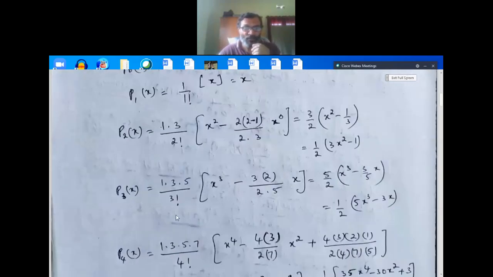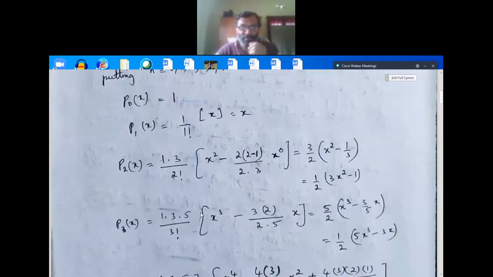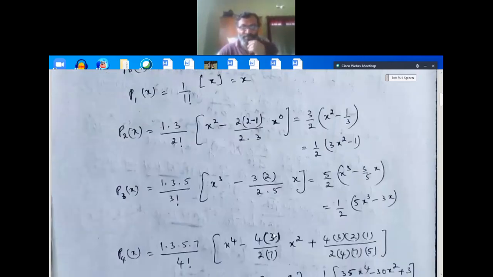1 into 3 into 5 divided by 3 factorial, from the formula above I explained, x cubed minus 3 into 2 divided by 2 into 5 into x. Now here what happens is 3 gets cancelled. So 5 by 2 I removed outside. 3 factorial means 3 cancels, 3 into 2 into 1, so 2 will be there. So 5 by 2, x cubed minus, 2 cancels, 3 by 5 x. Here I multiplied 5 just to write in the standard form, as in all the books it is in the same standard form. So 1 by 2, 5x cubed minus 3x. Even this is correct, but written in the standard form, it's 1 by 2, 5x cubed minus 3x. That is P3 of x.